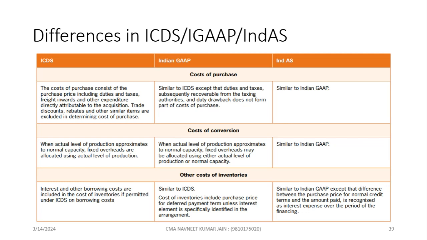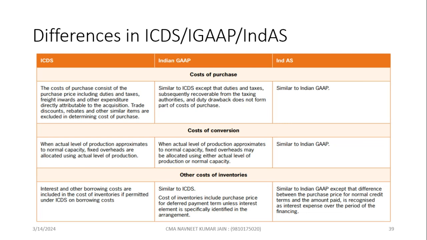Now here is a list; I think we are at the fag end of the presentation. This is very important: the differences between ICDS, Indian GAAP and Ind AS, because organizations are already following Indian GAAP, Ind AS and AS 2 for valuation. So what are the differences? ICDS talks about the cost of purchase consisting of purchase price including taxes. I think this we have discussed, but these taxes are not included in the other two methods. When the actual level of production approximates normal capacity, fixed overheads are allocated using the actual level of production.